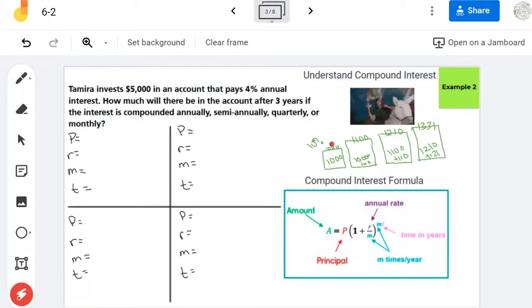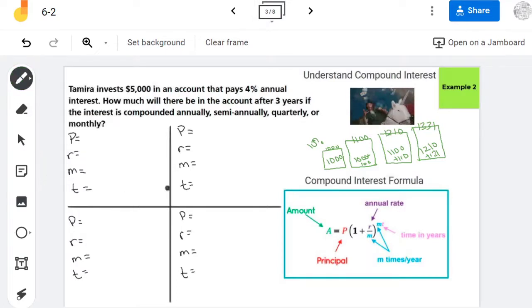So now that you guys understand what compounding is, I want us to talk about what that compounding does. All right, so we have this situation with Tamira, who's going to be investing a certain amount of money with an annual interest rate for 3 years. And she's going to be comparing 4 different compounding times. All right, and I want you guys to see the effect that compounding has. Okay, remember, compounding just means to calculate the interest or the interest on the interest.